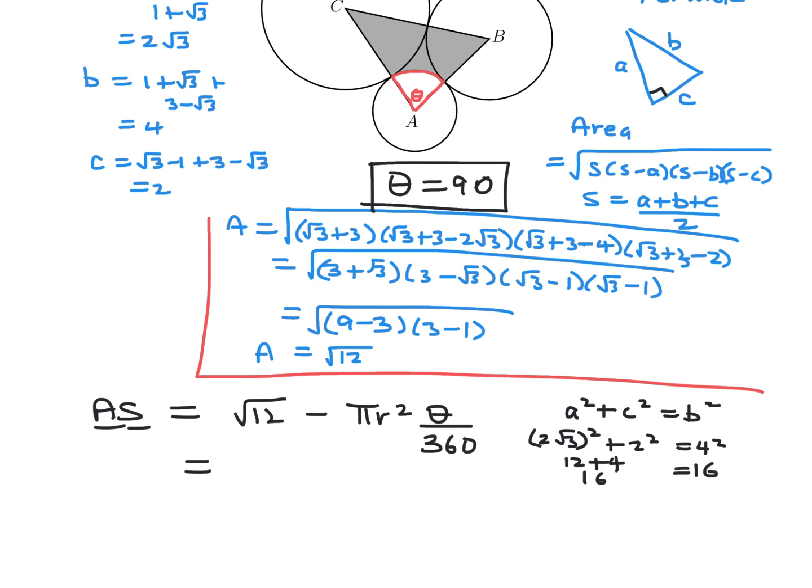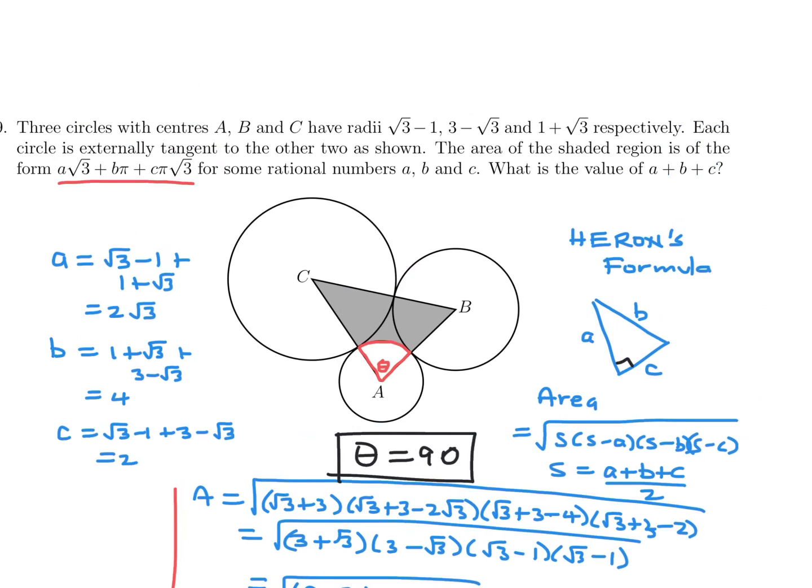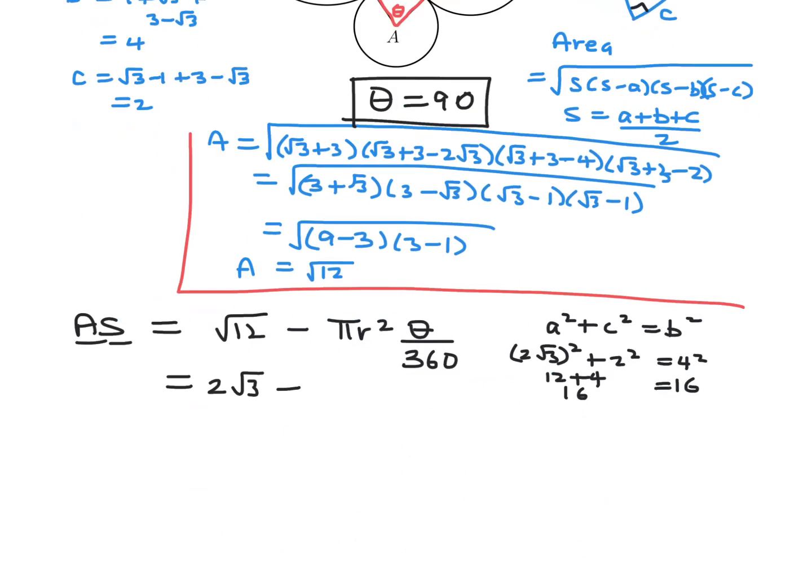Yeah, I think that's correct. Well, root 12 is what, 2 root 3? Yeah, 2 root 3 minus, and then which r are we using here? We're using the smallest one, right? Of these three, which is the smallest? 1 plus root 3, that's 2.7. 3 minus root 3 is 1.3 approximately, and root 3 minus 1 is about 0.7. So we're using this guy here. So root 3 minus 1 is what we're using.